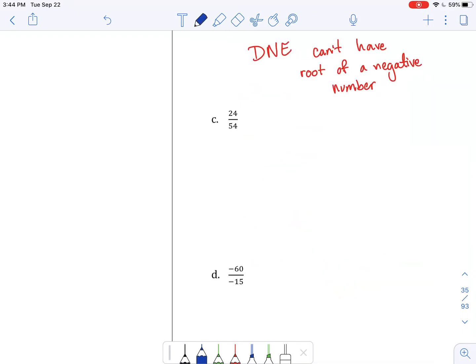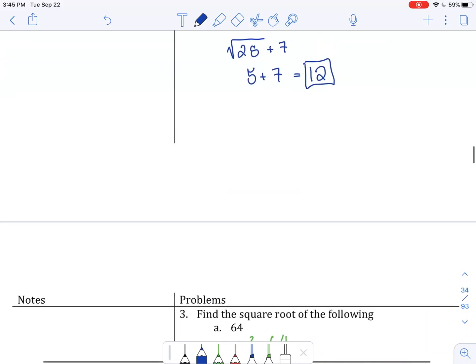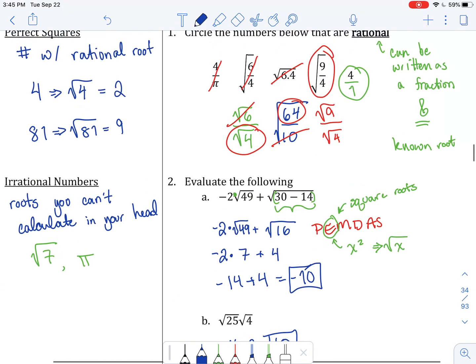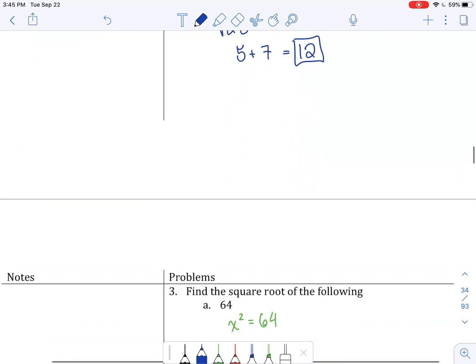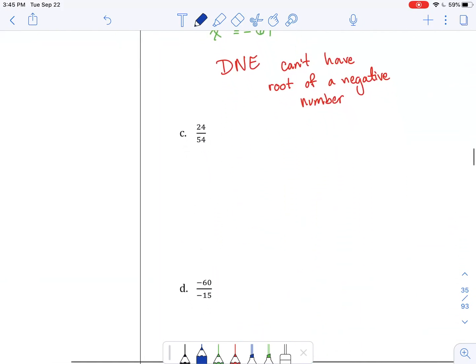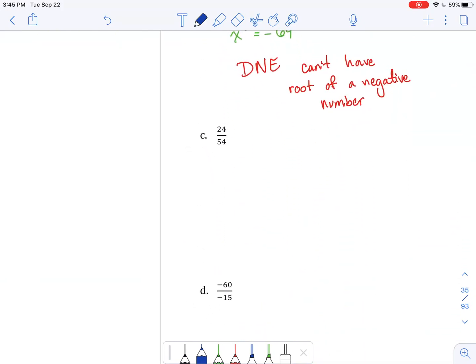Now here, we're looking at a fraction. We know that fractions are fine. We had a fraction right up here at the top, root 9 over 4. But here it's saying, oh, well, I've got 24 over 54. Those aren't perfect squares. That's all right, because hopefully you would notice they are both simplifiable. They both are divisible, in this case, by 6. So the real question is, what squared is equal to 4 over 9?